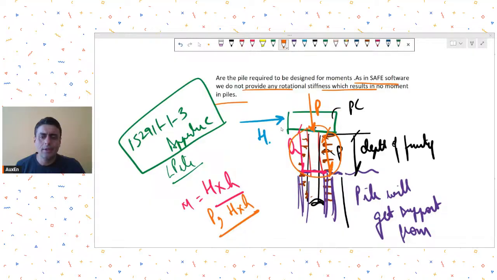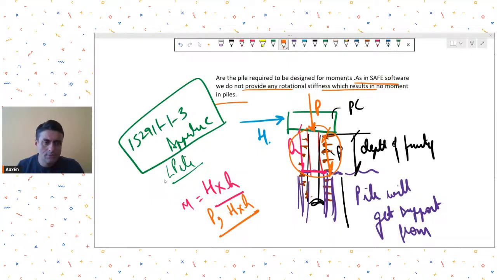So is this clear? You have to find out the depth of fixity, and then multiplying the horizontal thrust with it, you shall get the moment in the pile. Okay. So this was what Mr. Vrushab had asked. Then I go to the next question.